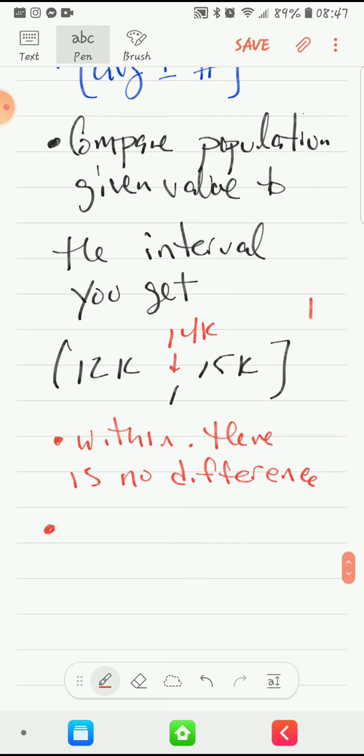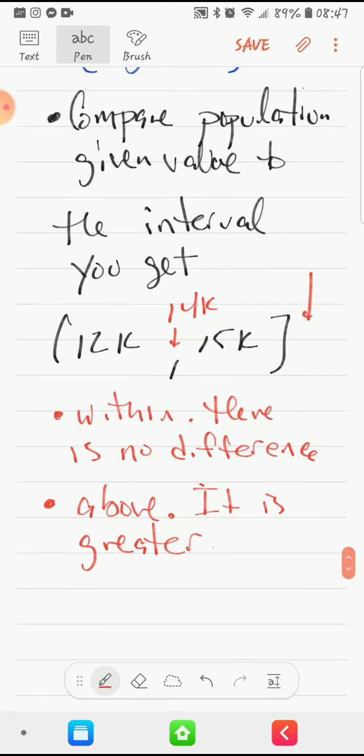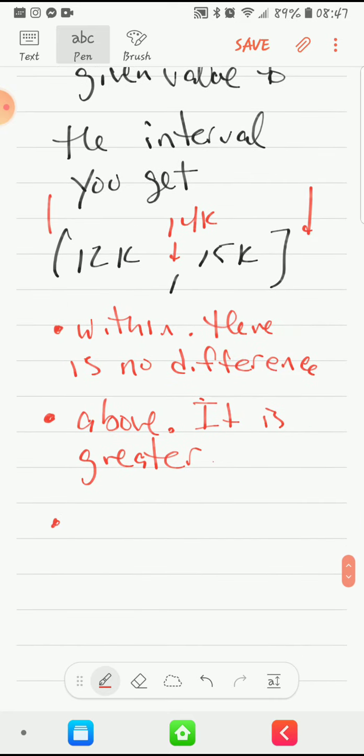Then, if it's above the average, we can claim that it's greater. It is greater, and this is all depending on the situation that you have. And if it's less, it'll sit here, and we can claim that it's less.